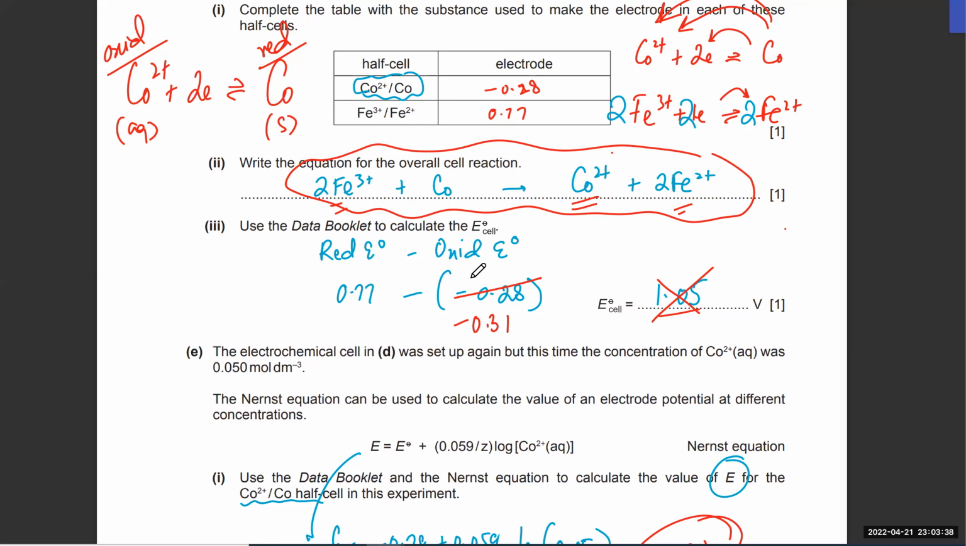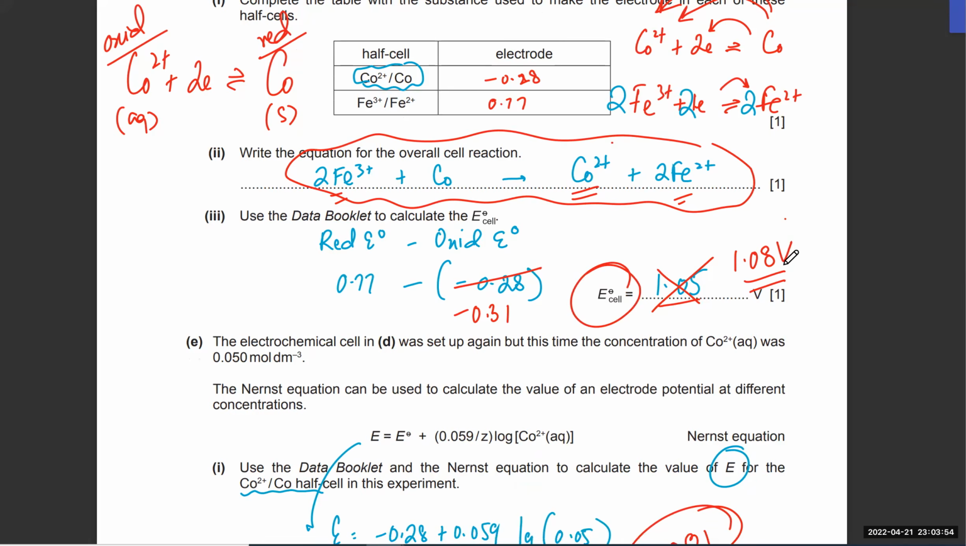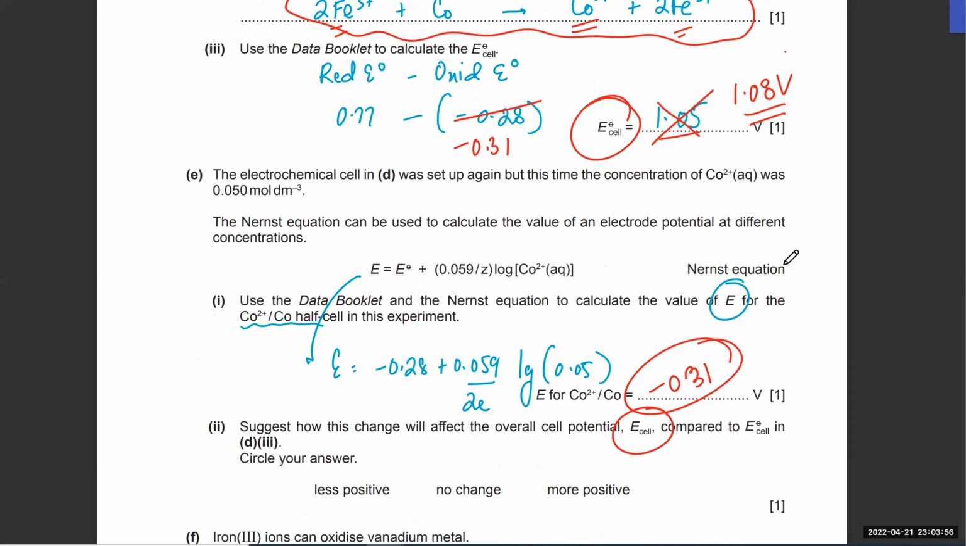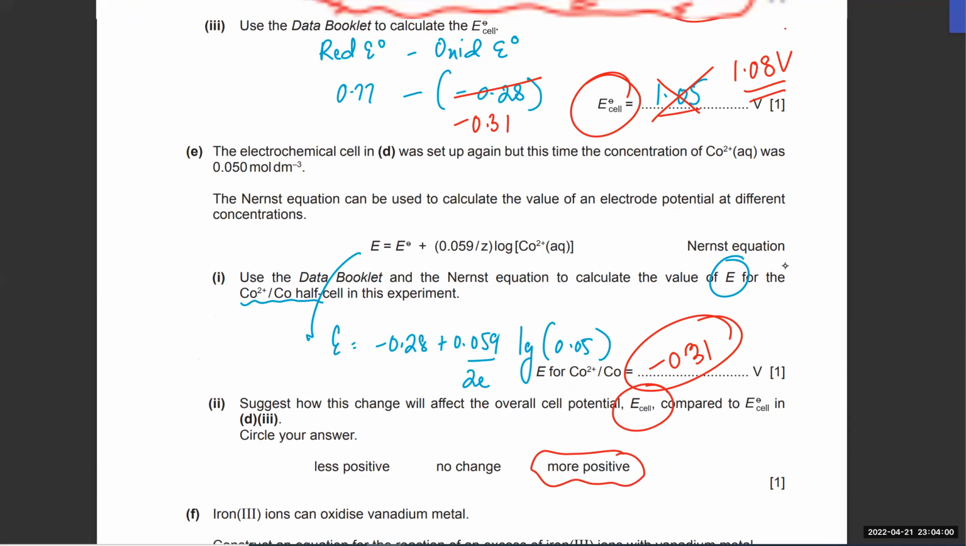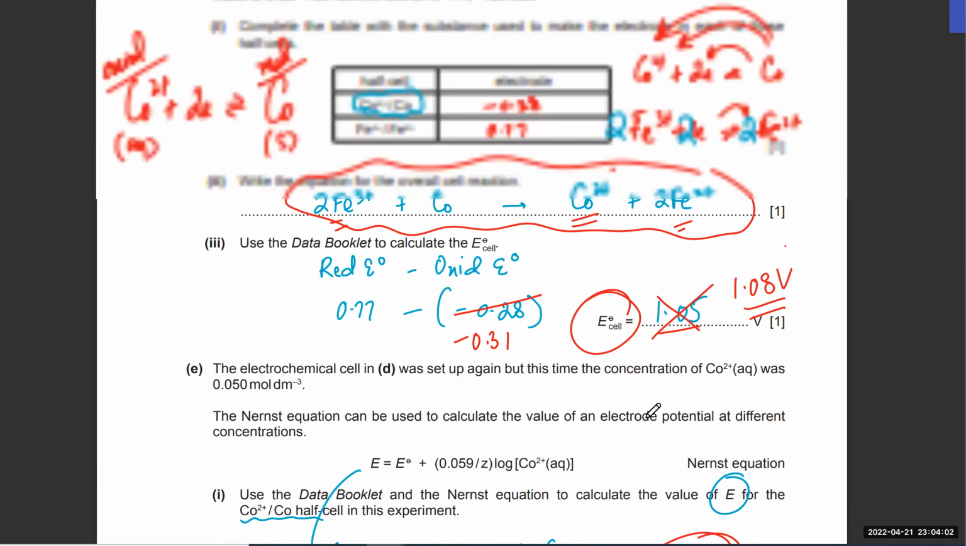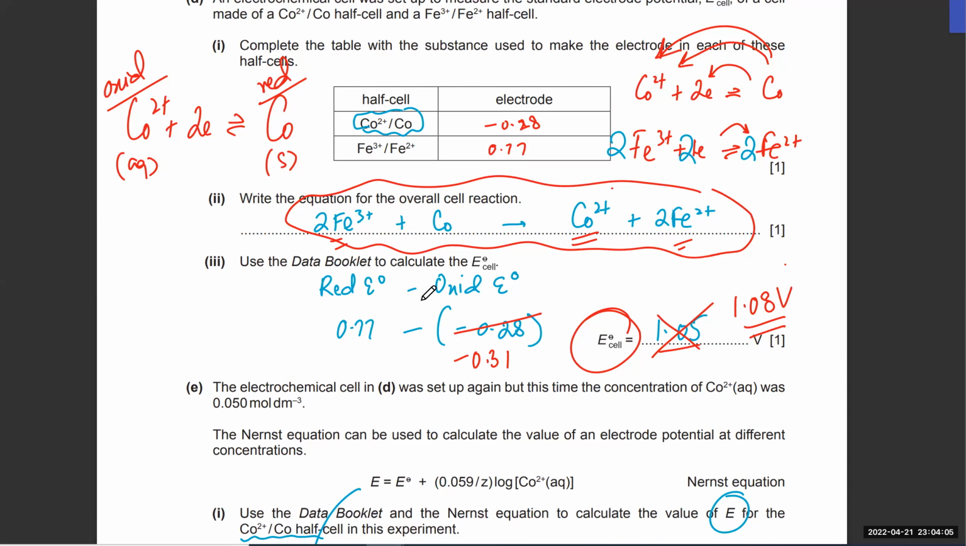Then you do this again. This is going to become 1.08. 1.08, sir. So now he's talking about the E0 cell. So the E0 cell would become more positive. Is that clear? Yes sir. So just remember, be careful. He wasn't talking about the cobalt electrode. He was talking about the overall E0 cell. So if you plug in the new value, it becomes more positive.